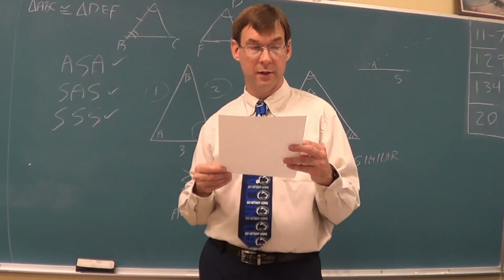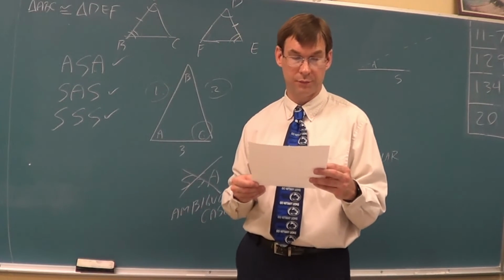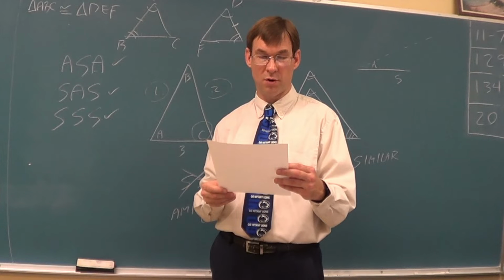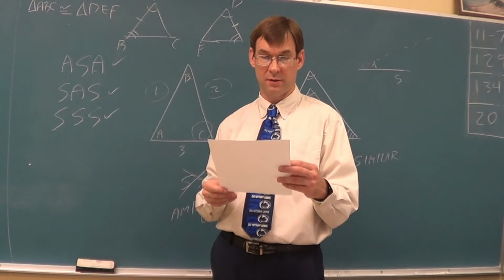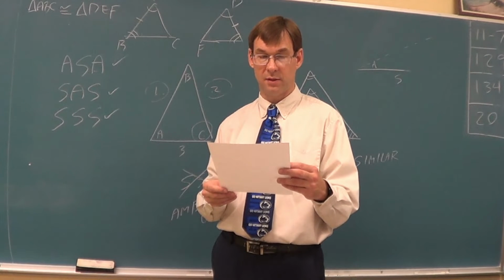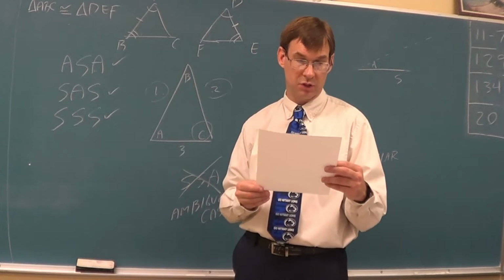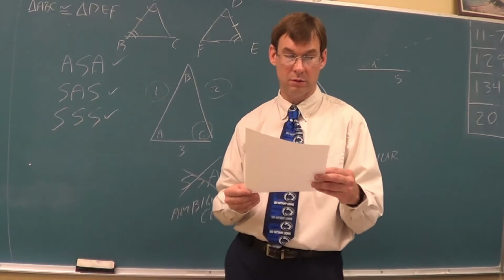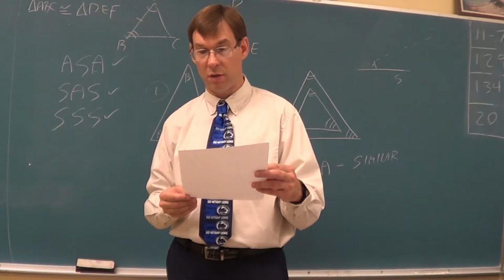Triangle GHI, congruent to, and then just match me in order. Who is G like? J. H is like K, and then L. So triangle GHI, congruent to triangle JKL. Let's go to the right of that one.